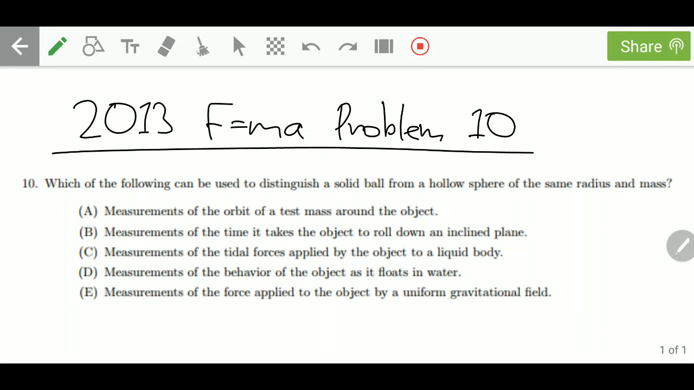Hello. In this video, I'm going to explain problem 10 from the 2013 F equals MA contest. In this problem, we are asked to find which of the following options can distinguish a solid ball from a hollow sphere of the same radius and mass.